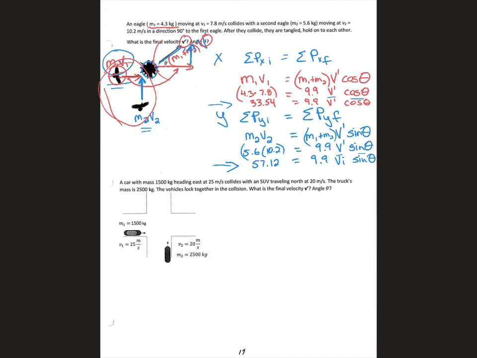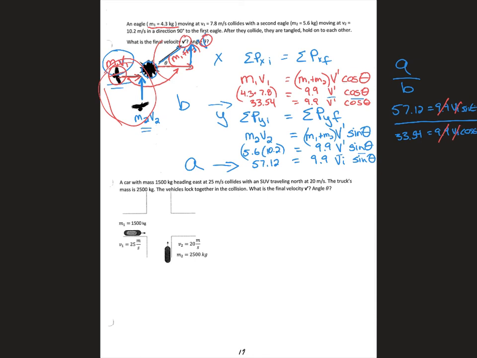And what I mean by this is we're going to call this equation A, and we're going to call this one equation B. And one of the rules of systems of equations is that you can take two equations, and if it helps simplify, you can divide them. We're going to divide A by B. We're going to take 57.12 equals 9.9 V prime sine theta, and we're going to divide it by 33.54 equals 9.9 V prime cosine theta. And you're like, what does that accomplish? Well, I hope you notice that it cancels out the masses, the combined masses.